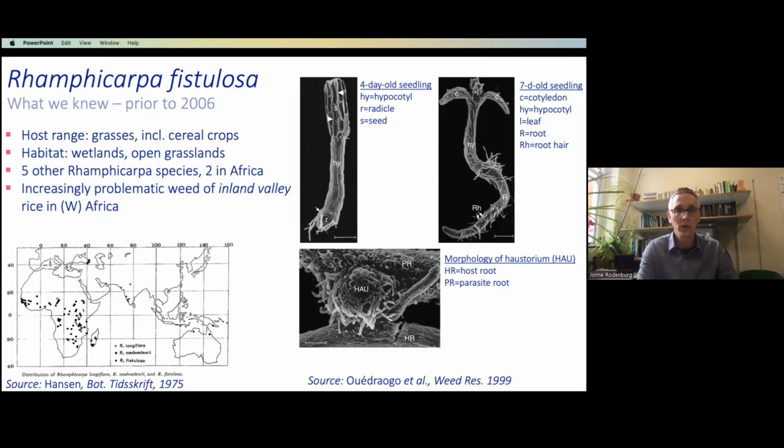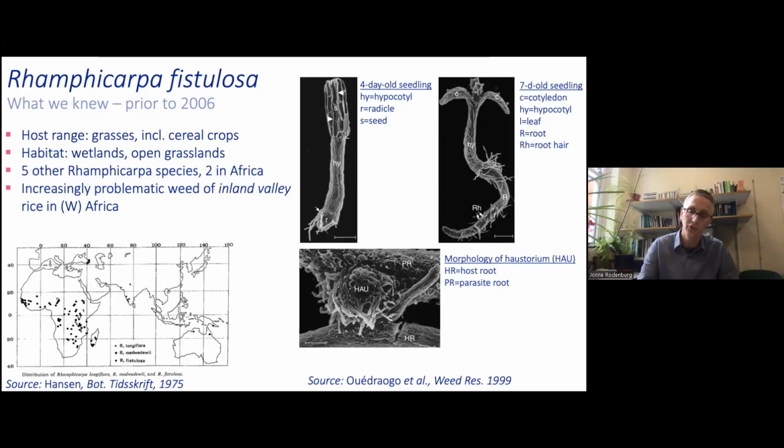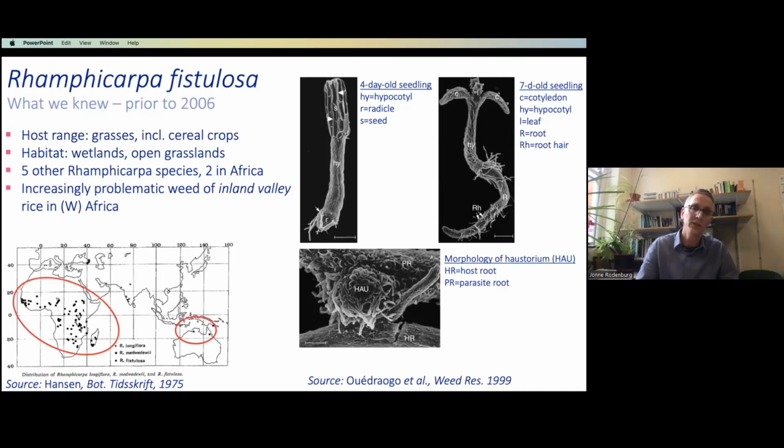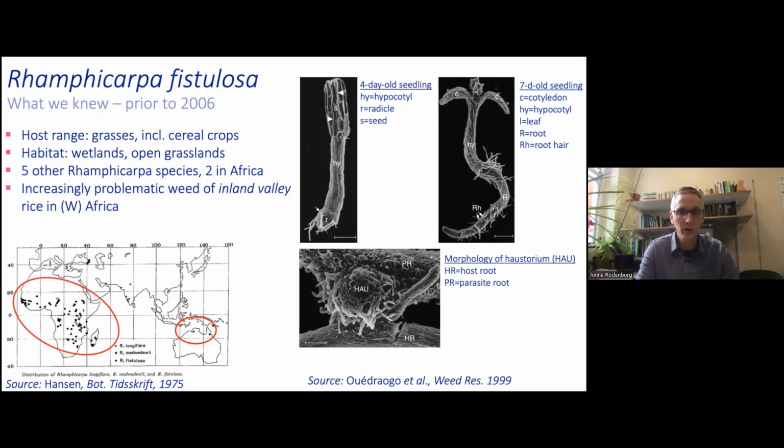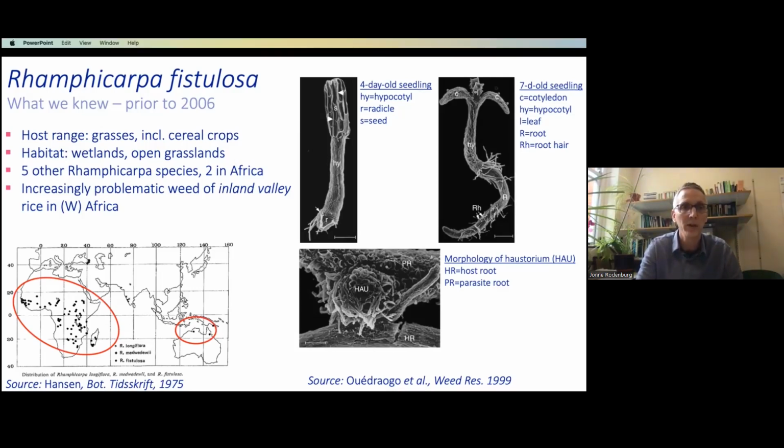Also Hansen published the distribution map of the species, and interestingly, this species is distributed in Africa and in northern tropical Australia, but there are no records of specimens of Rhamphicarpa fistulosa in between. So there's no connection between these different distribution areas, which is quite interesting.